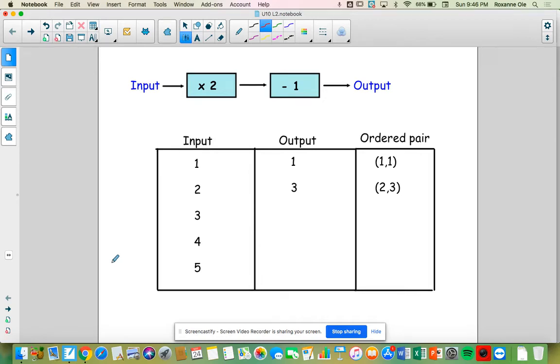Today's lesson is relating graphs to input-output machines. We've done a bit of this already this year, so it should be a review. Let's look at this input and output machine.